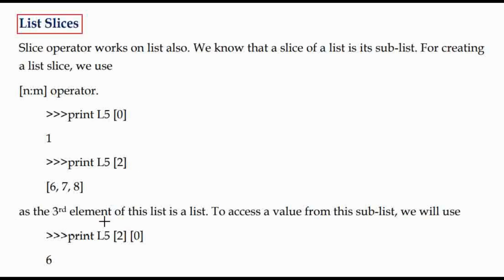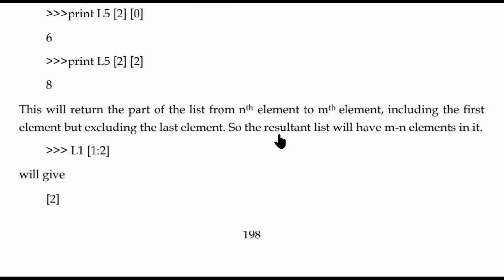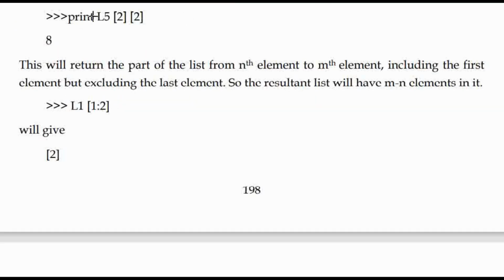As the third element of this list is a list, to access a value from the sublist, we will use print L5[2][0]. 6 is the output. Print L5[2][2], 8 is the output.